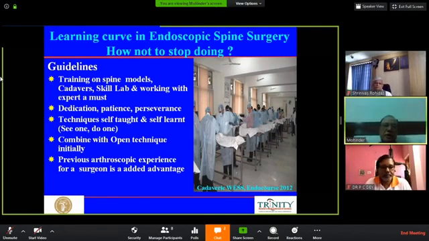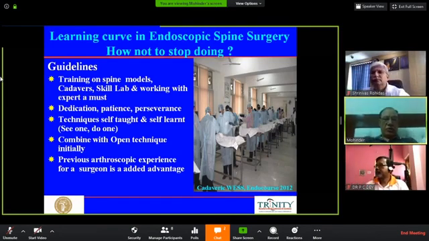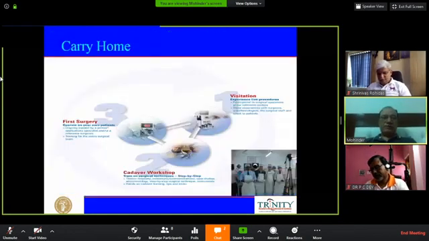And initially, you should be mentally prepared. It is an interlaminar technique. So interlaminar techniques, in a sense, are more forgiving. If you're finding it difficult to proceed comfortably, you can always convert it to open or microscopic. Those who have previous arthroscopic experience have an added advantage, especially my orthopedic colleagues who are doing open spine surgery and have been doing some routine arthroscopy. For them, learning is surely easier than for those colleagues who have no experience or exposure to arthroscopy or endoscopy.